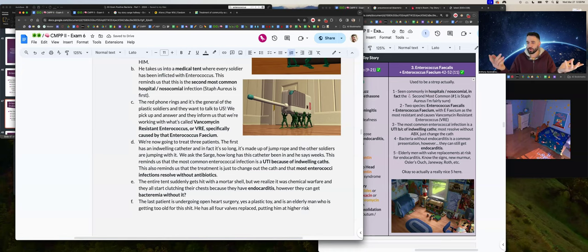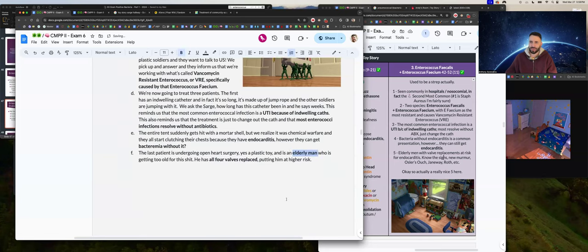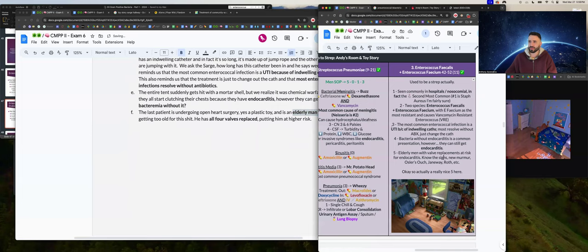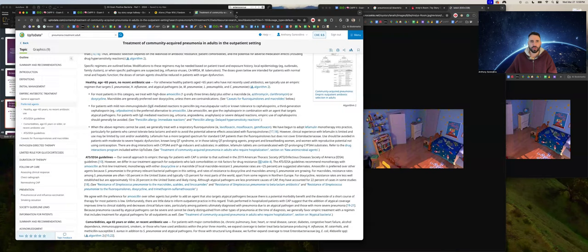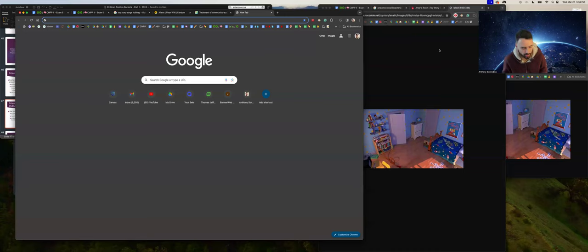And then, yeah, a new murmur, Osler's nodes, that hurt, Janeway lesions, Roth spots in the eye. What else, you know, putting him at higher risk. Elderly man. Okay, not my favorite combination, but I feel pretty strong with the other ones. We'll just do that one, and then we're going to take a break.